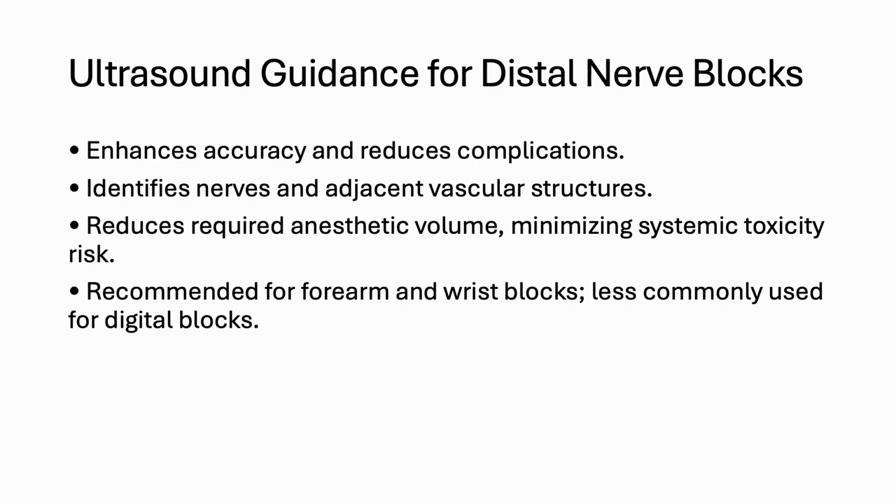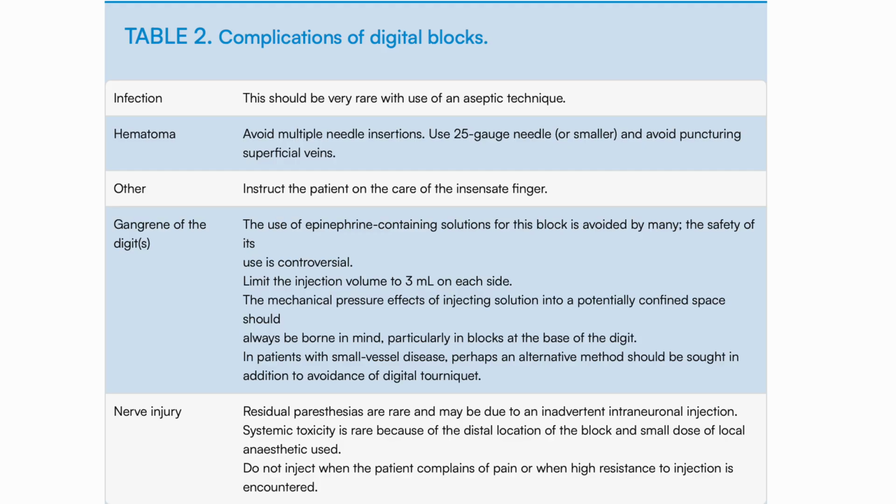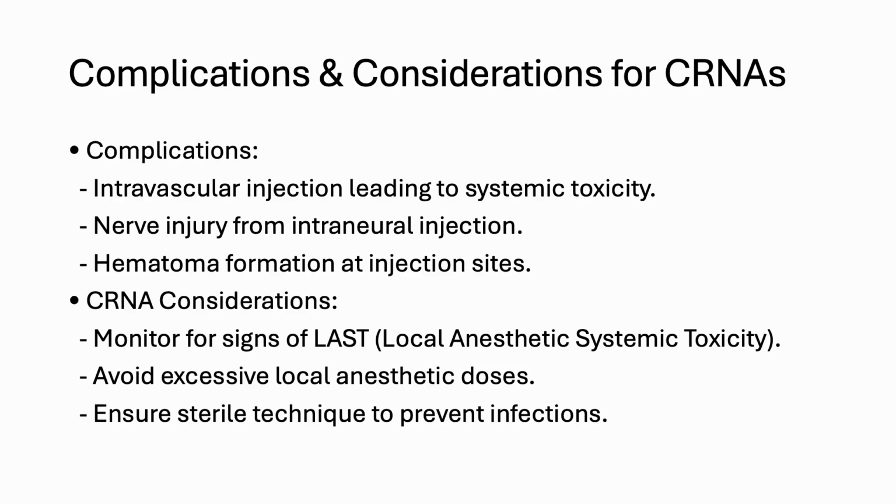All right, we can use ultrasound for these distal nerve blocks. That helps enhance our accuracy and reduce complications. All right, it identifies the nerves and adjacent vascular structures. And we're going to reduce the required anesthetic volume, minimizing our risk for systemic toxicity. Okay, these are recommended for forearm and wrist blocks, and I've not seen them used for digital blocks, okay. Here's some different complications of digital blocks that I suggest you review. Again, complications of digital blocks.